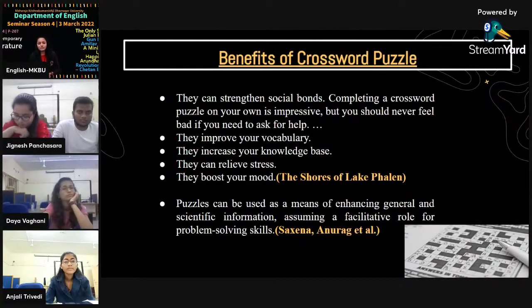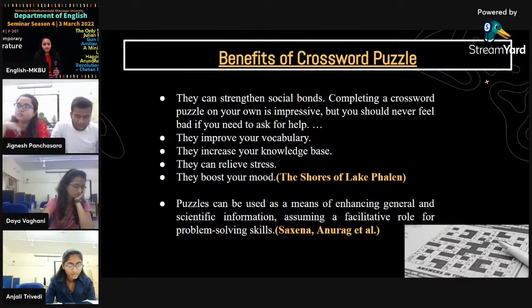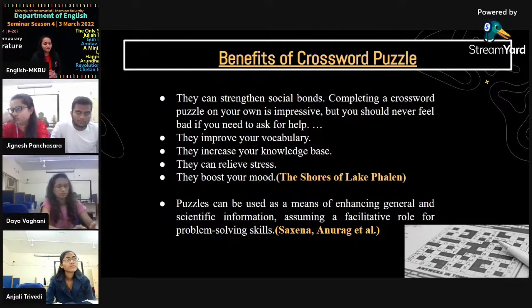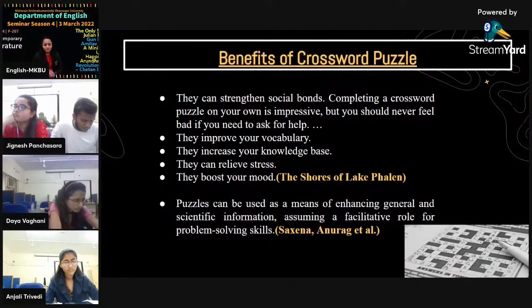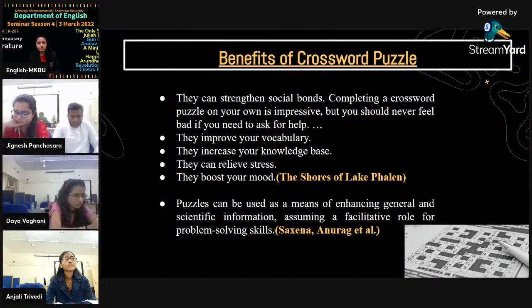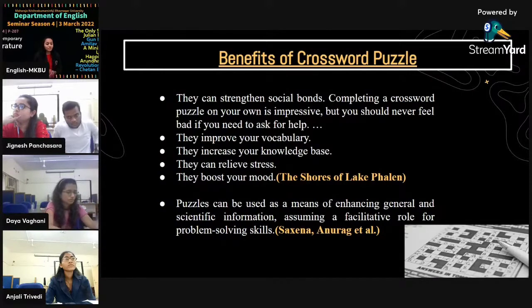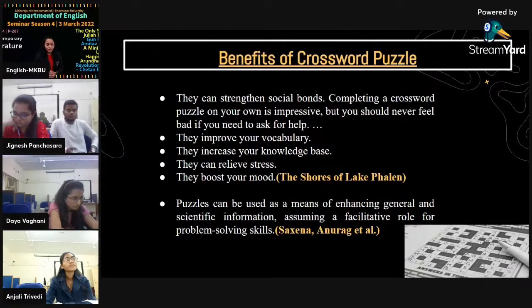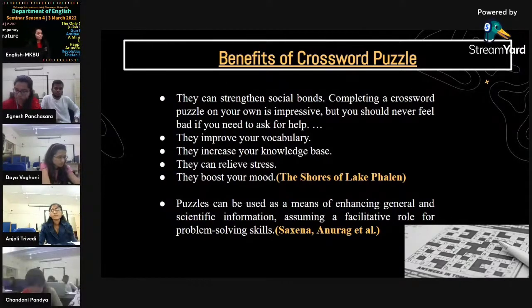In this presentation, I am going to present the significance of crosswords in the novel The Only Story. Before that, let us look at the benefits of crossword puzzles. We have all heard of crossword games, and many times we play them. Julian Barnes also used the crossword puzzle in this novel. So, what are the benefits of crossword puzzles? They can strengthen social bonds. Completing a crossword puzzle on your own is impressive, but you should never feel bad if you need to ask for help. By playing this game, we can improve our vocabulary, increase our knowledge, free ourselves from stress, and boost our moods.